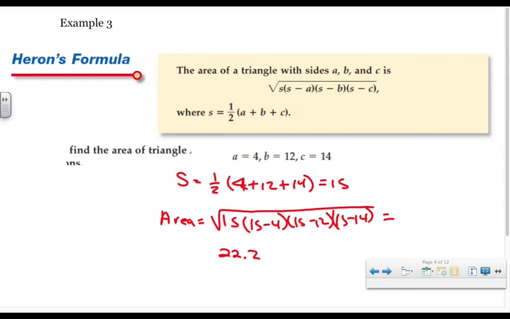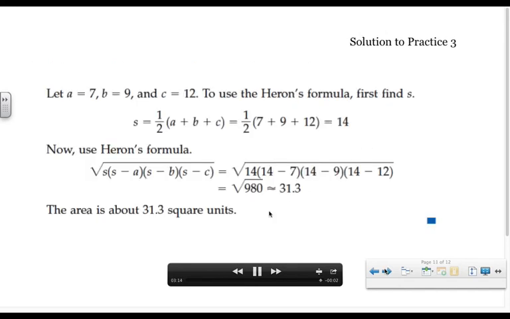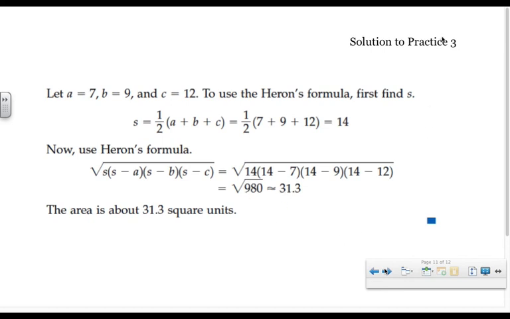And you have a practice problem, I believe. And there's your practice problem. Pause the video, plug these into the formula, and see what you get. And here's the solution. I plugged in a, b, and c to get s, and I got 14. Then I did 14 times 14 minus 7, 14 minus 9, 14 minus 12, square root of 980, which is 31.3. And that's the end of that.